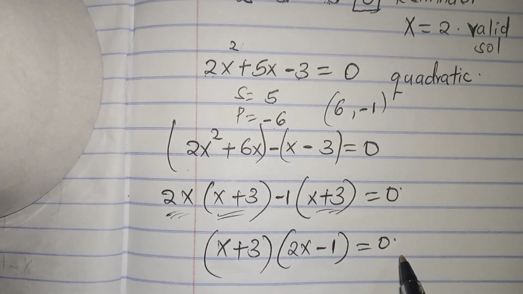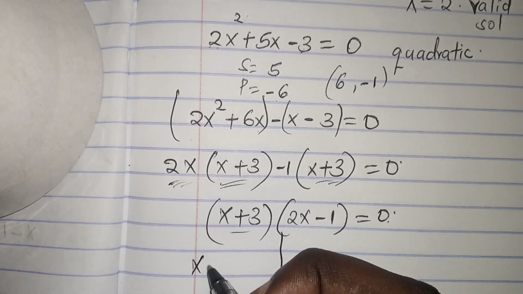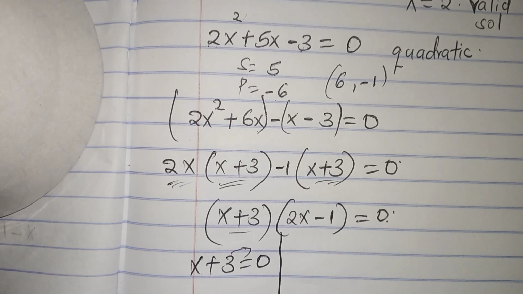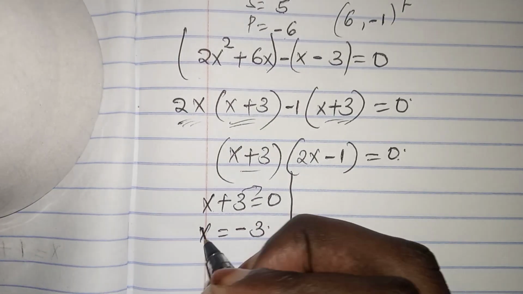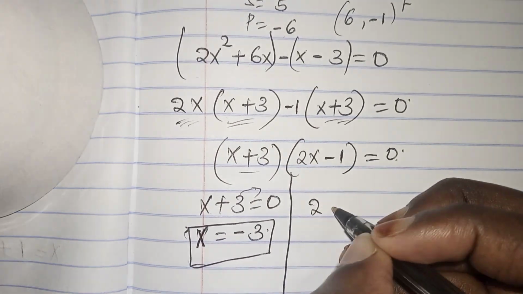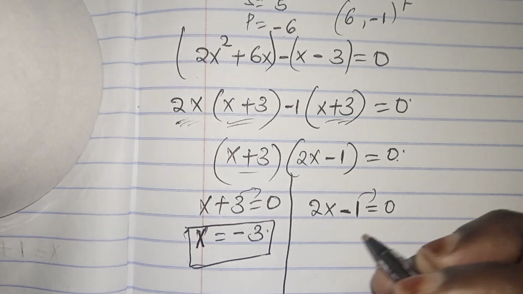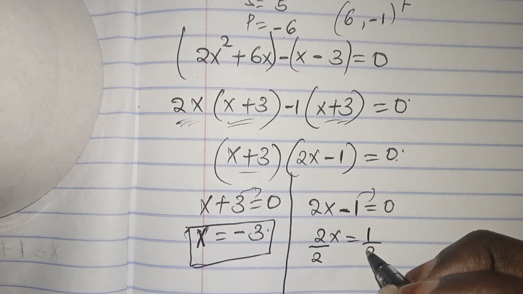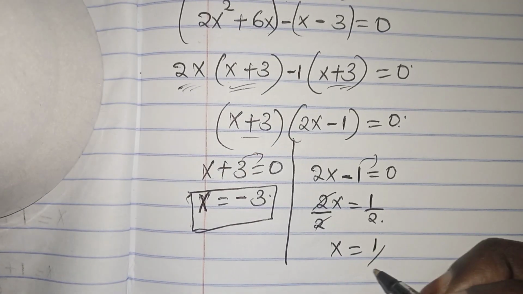So we can find two solutions. Our first solution, take this and equate it with 0. x plus 3 is equal to 0. To find the value of x, bring this 3 to the other side. x is equal to negative 3. Our second value: 2x minus 1 is equal to 0. To get the value of x, bring 1 to the other side. 2x is equal to 1. Divide by 2 on both sides. These two will cancel. x is equal to 1/2.